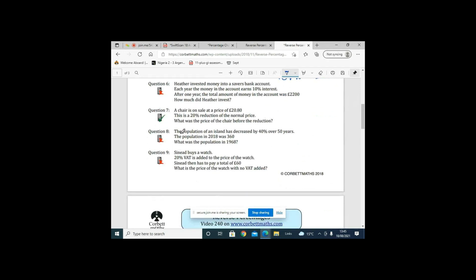So you want to try? The population of an island decreased by 40% over 50 years. In 2018, the population was 360. What was the population in 1968? It decreased by 40% over 50 years, so you just need to say 100 minus 40, because it decreased. 100 minus 40 equals 60. That means that 60% equals 360. So what is now 100%?